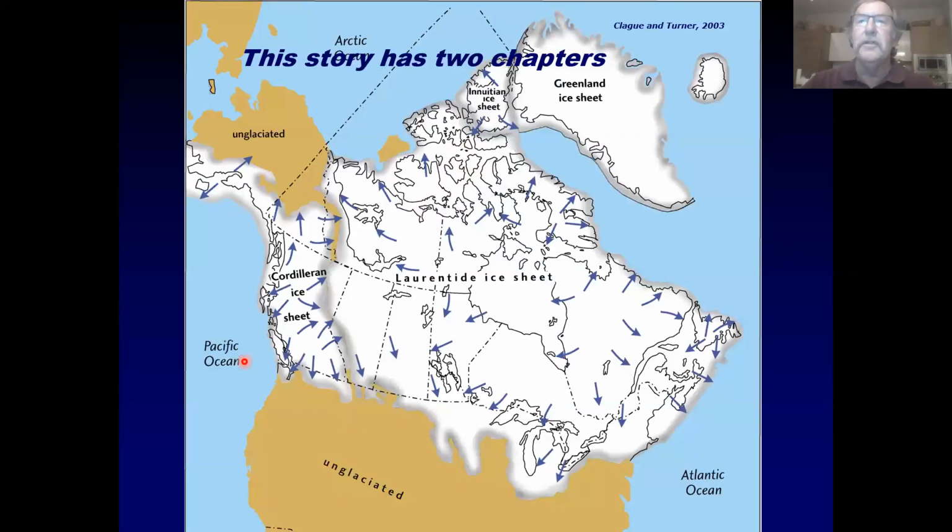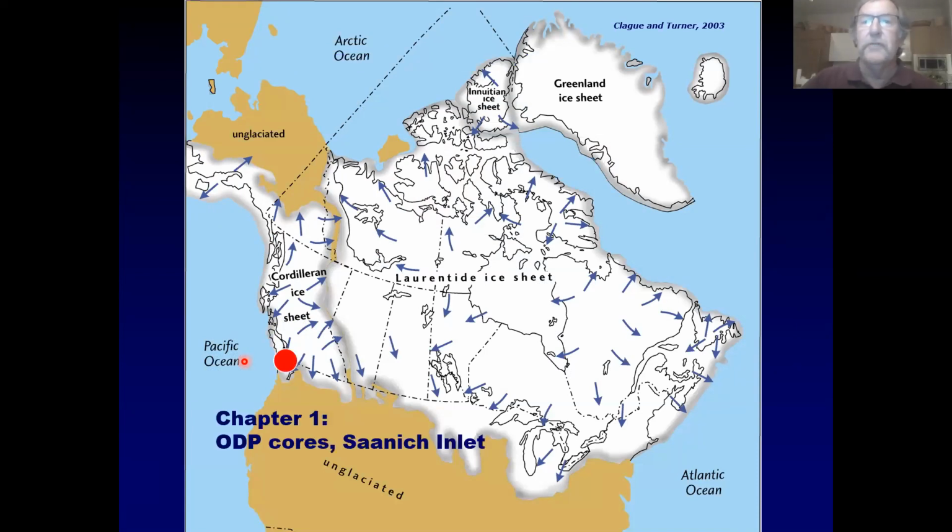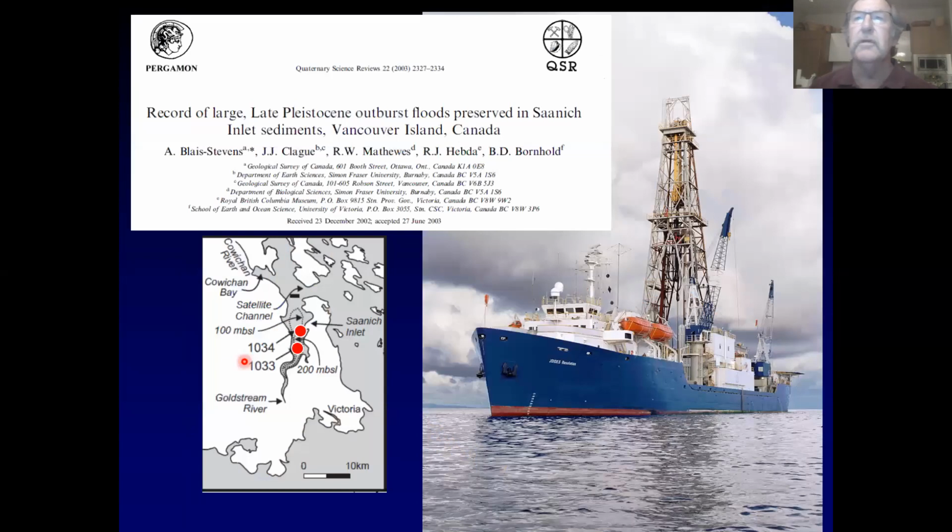So the story I'm telling you has two chapters, returning to these ice sheets. The first chapter is really the first intimation that there was a megaflood that extended down the Fraser River Valley to the present location of Vancouver and probably Bellingham as well. And this is ocean drilling program cores that were collected from Saanich Inlet. I'm going to spend a few minutes talking about that study, which dates back to about the turn of the millennium, about the year 2000.